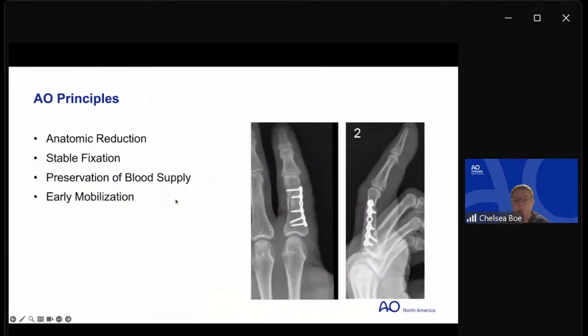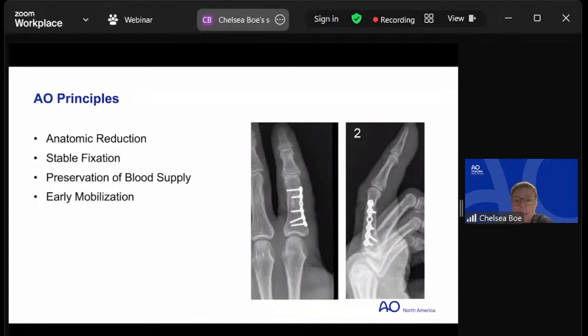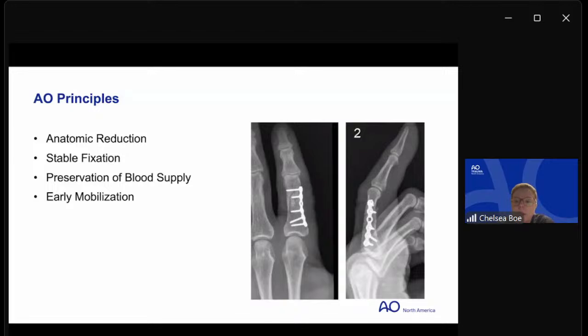So we all know and are familiar with AO principles of anatomic reduction, stable fixation, preservation of blood supply, and early mobilization. Nowhere is that last point more key than in the digit, where hardware can easily impede mobility and lead to poor outcomes.